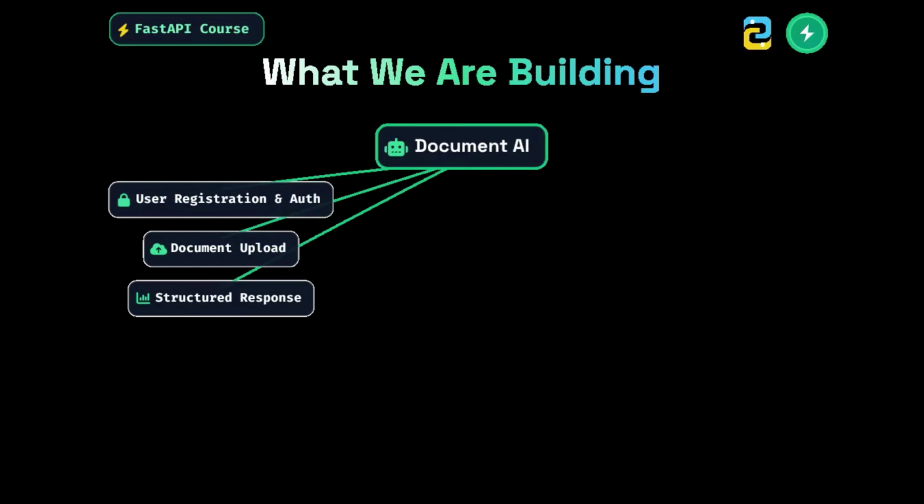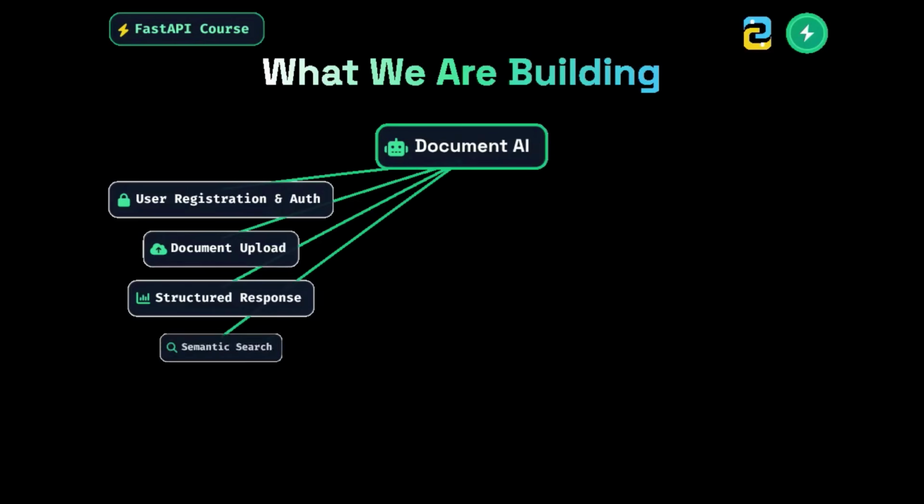Then comes the AI component. The application will analyze documents using an AI model and return structured responses rather than simply returning a block of generated text. This distinction is extremely important when you are building production AI systems. Your application needs predictable data that your backend can actually work with.